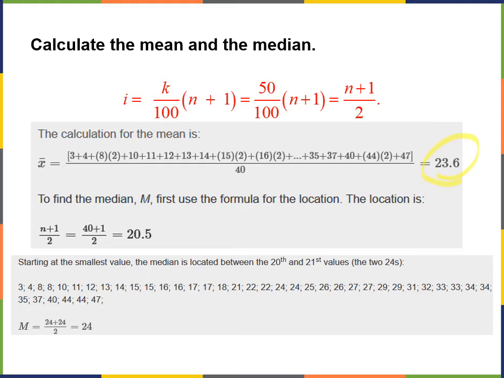That's pretty easy. If we use this calculation here, where n is 40, this would be 41 over 2. So that's going to give me 20.5. Okay, so 20.5 means I have to average the 20th and the 21st value. So right here is where the 20th and the 21st value would fall. And so I'm going to average 24 and 24, which would just give me 24 as my median.